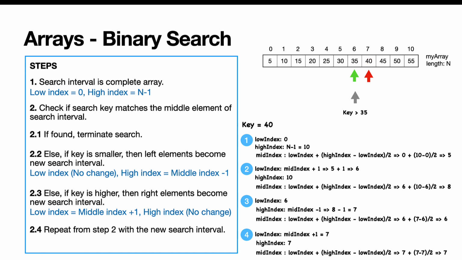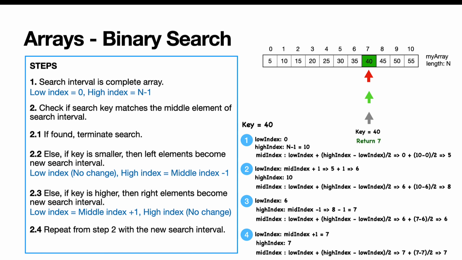So low index is now index 7, high index remains at index 7, and middle index is also now index 7. The element at index 7 is 40, which equals the search key. So our search is successful and we return index 7.